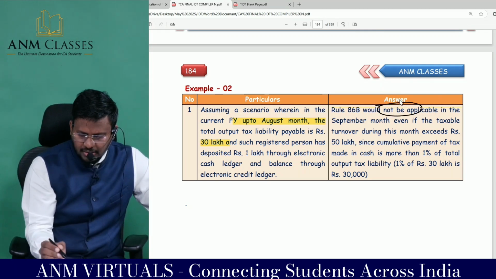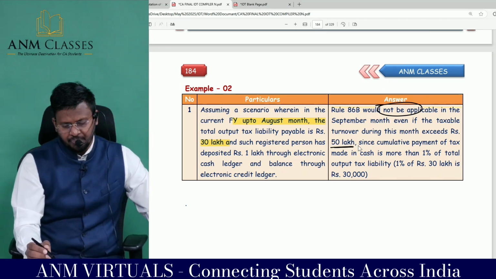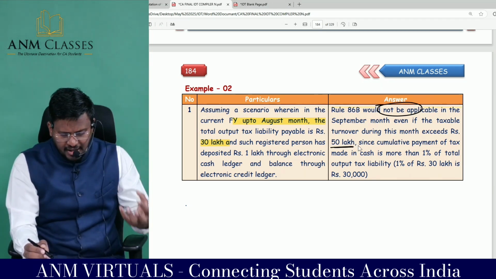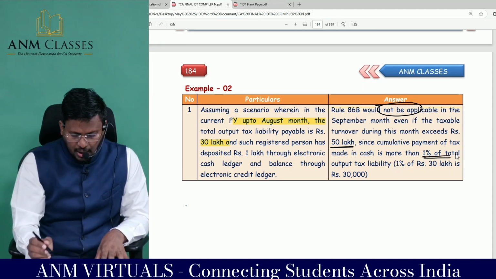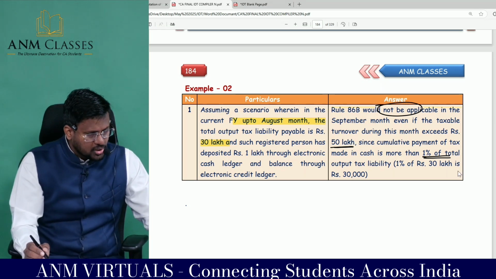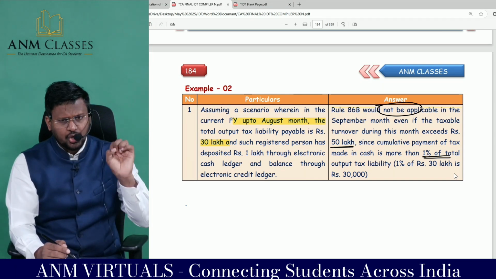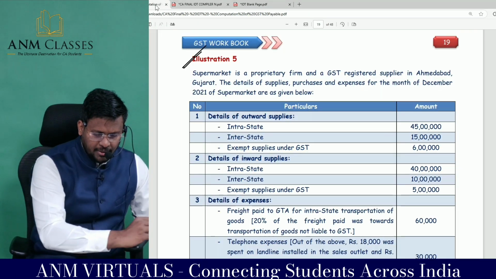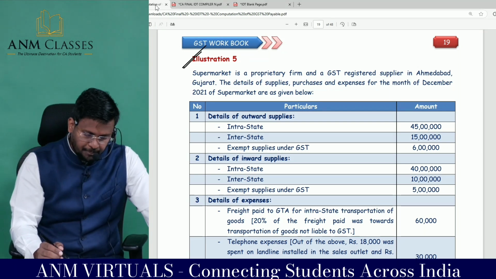In September month, even if the taxable turnover during this month exceeds 50 lakh, since cumulative payment of tax made in cash is more than 1% of the total output tax liability. So 30 lakhs into 1% comes to 30,000. Since they paid through electronic cash ledger 1 lakh, which is more than 1%, restriction of 86B will not be applicable. With this background, I am going to read illustration number 5.